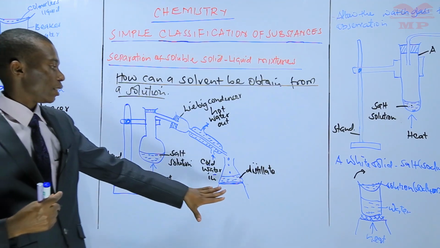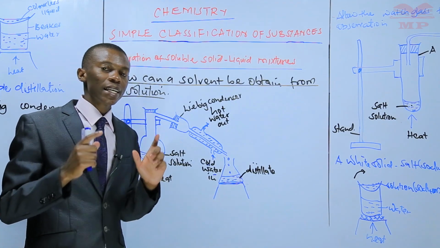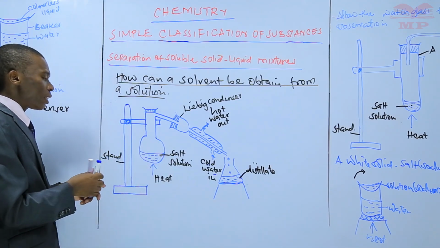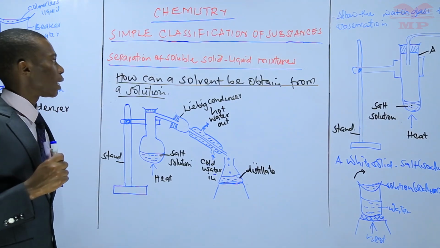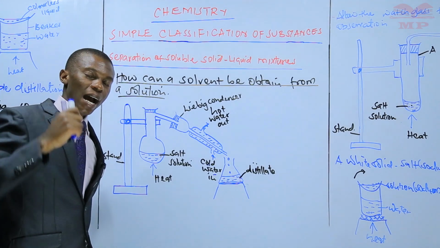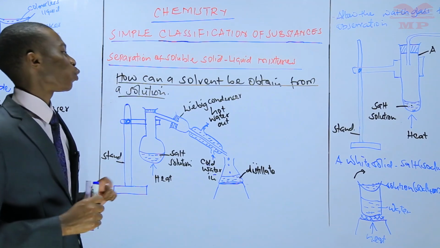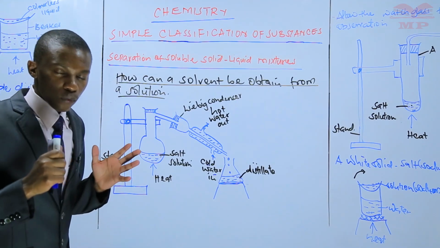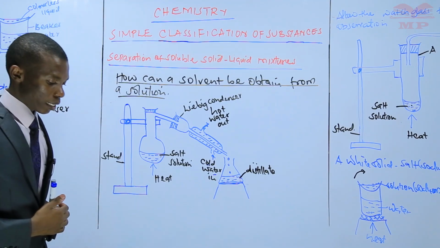And now whatever is collected is the distillate, because the method, we are calling it simple distillation. And this distillate is now a liquid. And again, remember, we are discussing how you can obtain a solvent from a solution. And that is how you are able to obtain a solvent from a solution. Therefore, understand that very well.